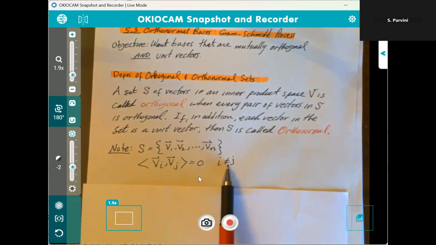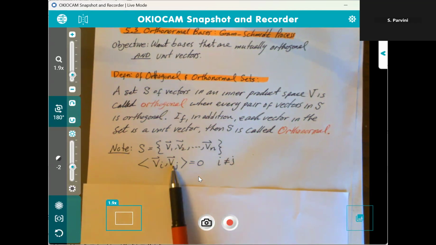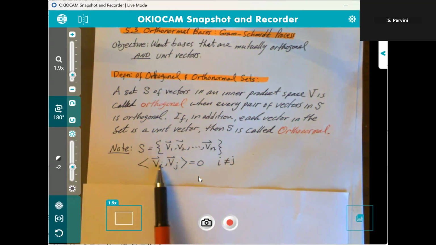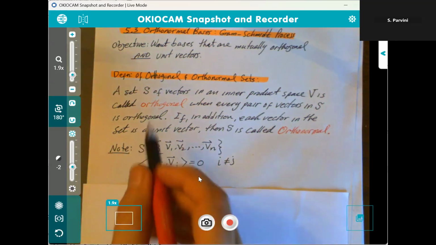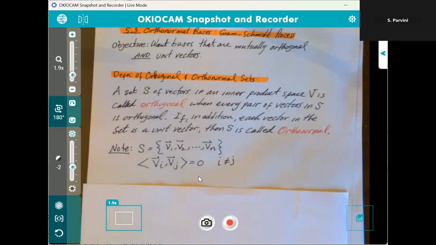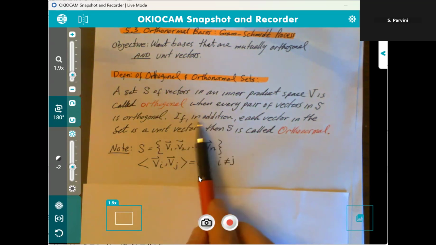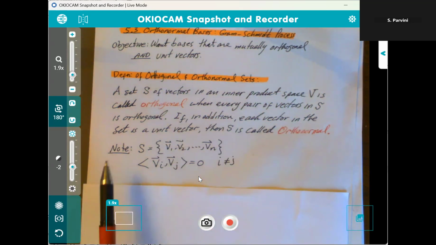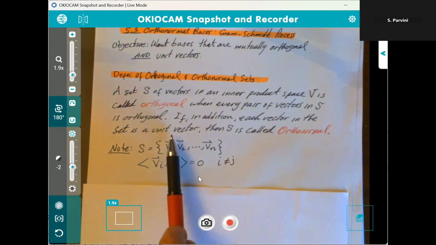If i is equal to j, so v1, v1, that's the inner product of a vector with itself, right? That gives you the magnitude of the vector squared. So we don't want that. We want the dot product, the inner product, to be 0. That makes them orthogonal.